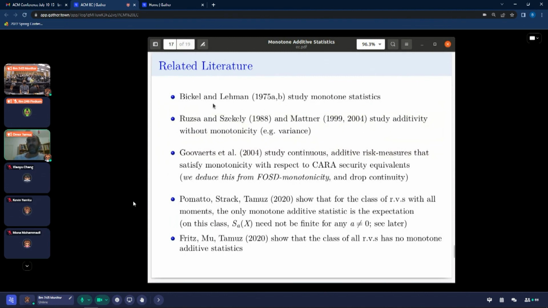There are some related things, but not many. People in statistics study monotone statistics, but not additive ones. In math, people like Rota, Szekeli and Mattner study additive statistics, but not monotone ones. There are some people in finance or in accounting that have similar results under weaker assumptions. So I don't want to go into it. And I want to mention another paper by some of us that shows that if you allow any random variable, so now we don't just allow random variables with sub-exponential tails, but take any random variable, it turns out that there are no monotone additive statistics.